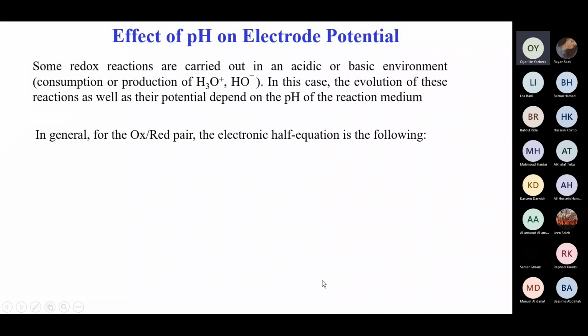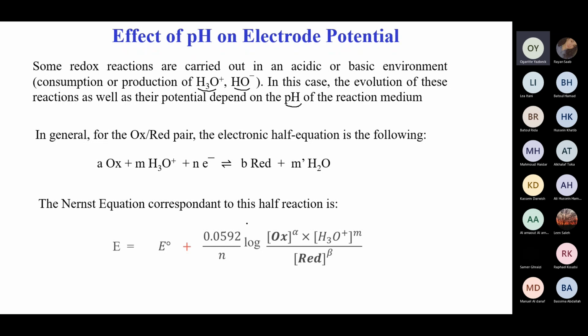A lot of reduction or oxidation half reactions depend on H3O+ or OH-, and therefore depend on pH. So we have half reactions that are balanced in acid or in base. We're looking at a half reaction here, which has already H3O+ as a reactant, and this is a reduction half reaction.